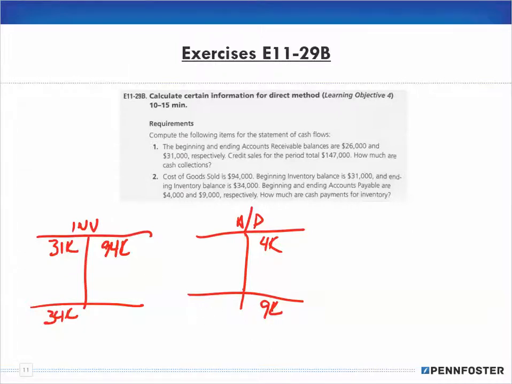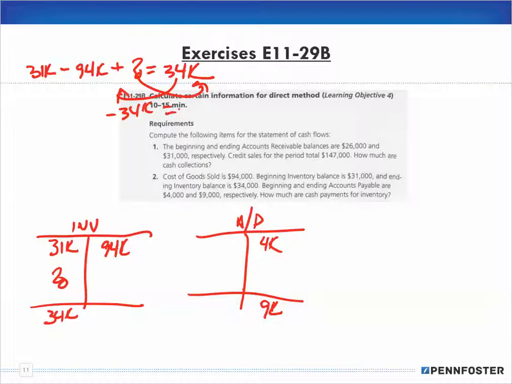Right? So we have the 31,000 minus the 94,000 plus the purchases to give us an ending balance of 34,000. Okay, so move the 34,000 across the equal sign, that's negative 34,000. Of course, when we move the unknown across the equal sign, that stays as the unknown.